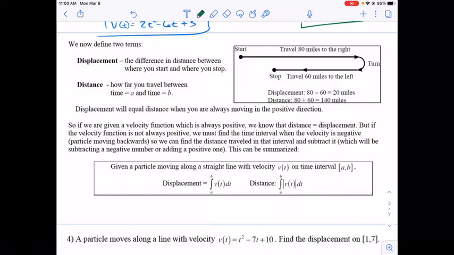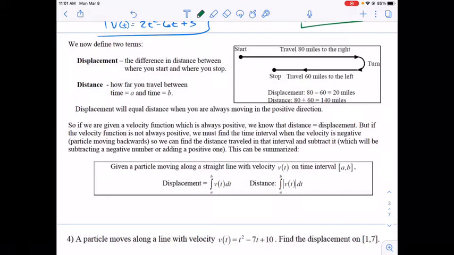If you look here at the diagram, you start here, you travel 80 miles to the right, turn around, and travel 60 miles to the left, and then you stop. Well, your displacement would be 80 minus 60, which gives us 20 miles. Think of it as how far from where you started. The distance you travel is always going to be positive, so you traveled 80 miles and you traveled 60 miles. If you think of it as a car, you're still having to travel 140 miles, so you have to make sure you have enough gas. It's not like you're only going to travel 20 miles because of the displacement.